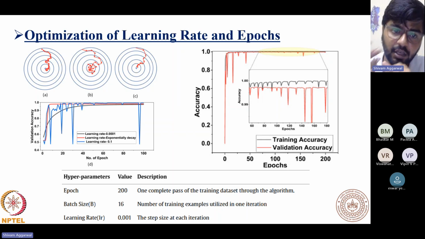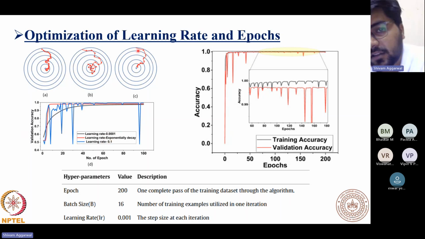If you see this plot, when the learning rate is about 0.1, the validation accuracy has some kind of noise. But if the learning rate is 0.0001, it takes a very long time to reach a very high accuracy. But when we use exponential decay, if you see here, first the learning rate is very high, then it decreases, and decreases again, until it is at a very low value. So they decrease the learning rate using exponential decay.